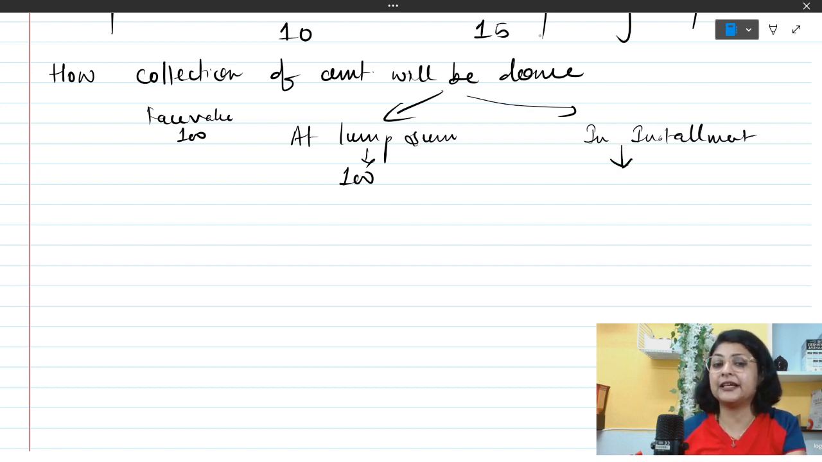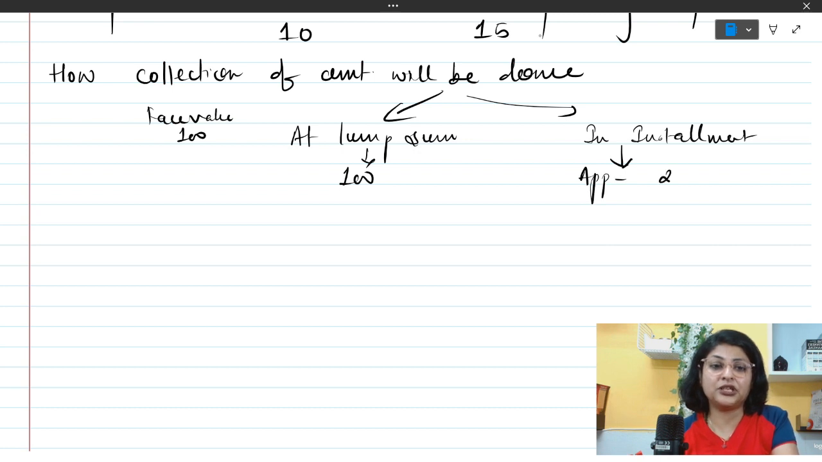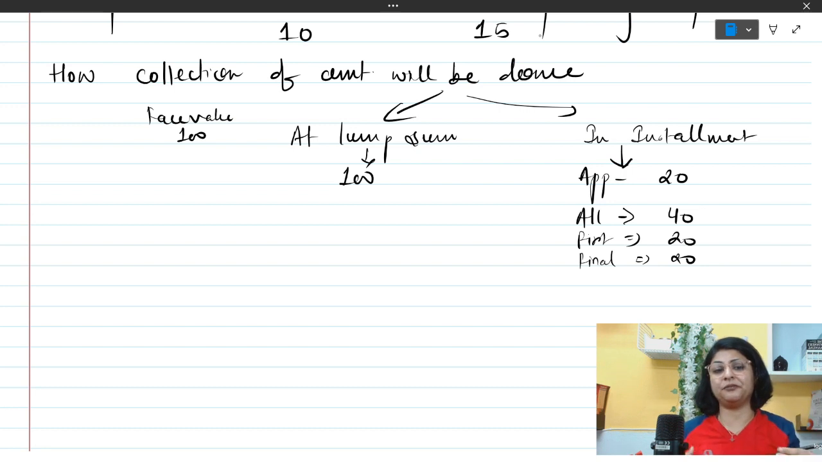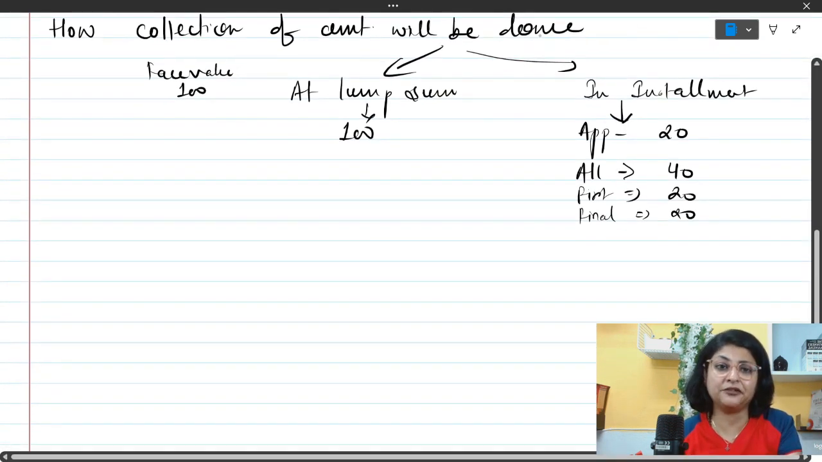So when it is done in installments means, let's say on application you receive 20 rupees, on allotment you are asking public to pay 40 rupees, on first call you are going to ask 20 rupees, on final call you are going to ask another 20 rupees. So like this, in different parts, when the company is collecting money from public, you see that it's an issue of shares in installment.